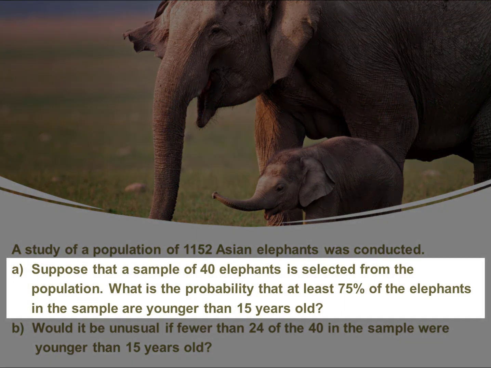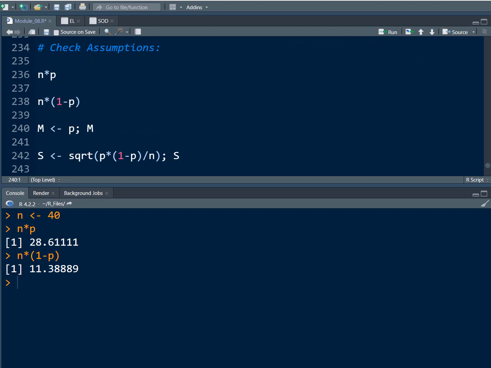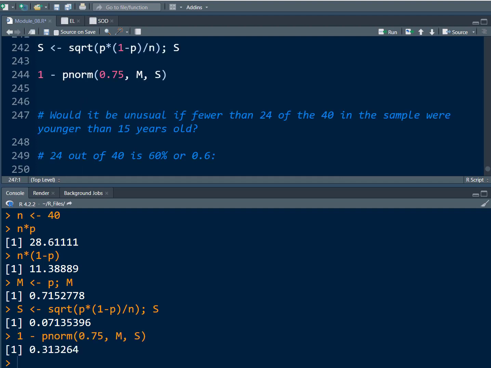Now, in our first question, we suppose that a sample of 40 elephants is selected from the population, and we want to know the probability that at least 75% of the elephants in the sample are younger than 15. We define n to be 40, so let's check the assumptions. We find that both n times p and n times 1 minus p are at least 10, so we can proceed. I'll go ahead and define the mean and standard deviation. Now we want to know the probability that p hat is at least 75%, or 0.75. So we have 1 minus pnorm(0.75, m, s), which is equal to 0.3133.